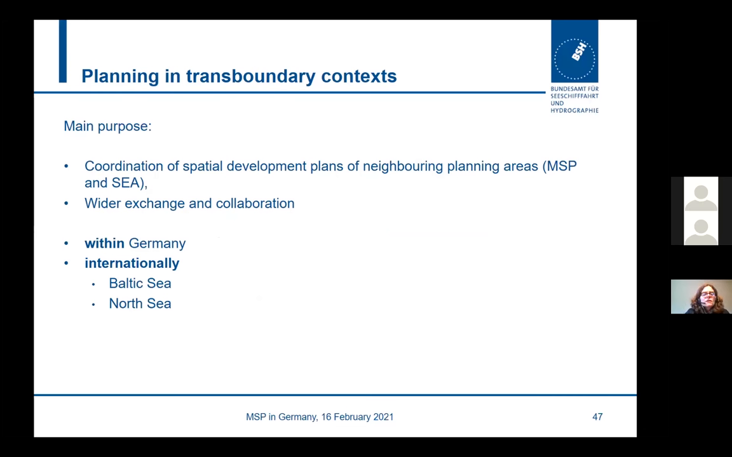So coordination of the spatial plans with the neighboring planning areas, that's one thing. And an obvious example would be, for example, if you're planning an offshore wind farm, and your neighboring country has a port perhaps in the vicinity and wants to make sure that their port remains accessible to large ships, it might be a good idea to talk to one another to make sure that the offshore wind farm does not impede that kind of access to a major port.